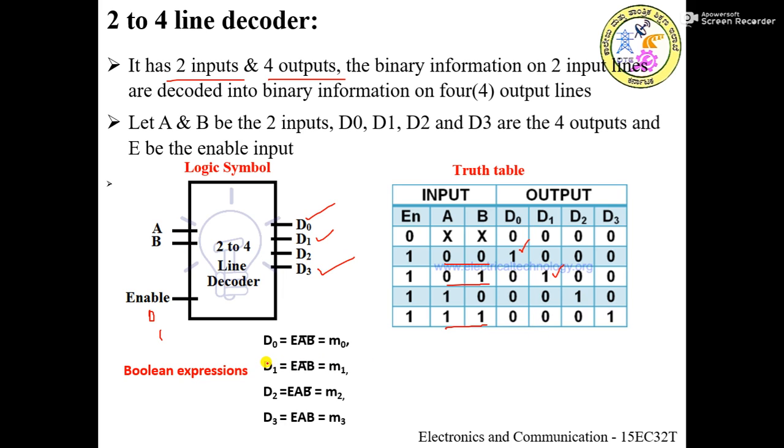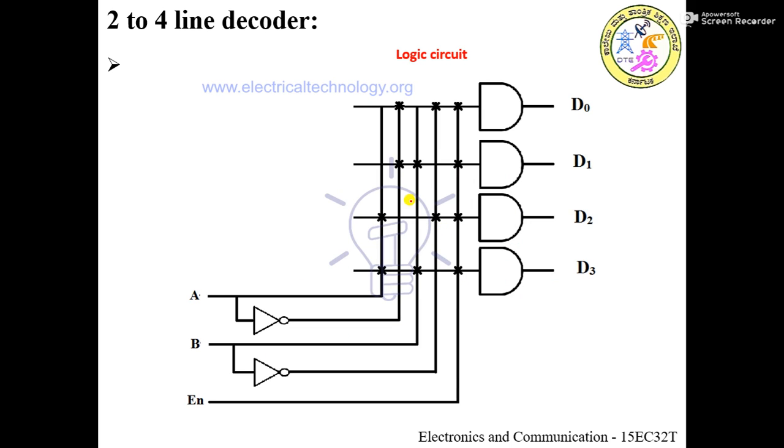And again, as in the previous case, if you write the Boolean expressions, D0 will come out as E into A bar into B bar. That is the first one. For D1, it is E into A bar into B. That is the second one. For D2, it is E into A into B bar. And the last one is E into A into B for D3. And if you write the logic circuit, it looks like this. So please analyze it yourself.